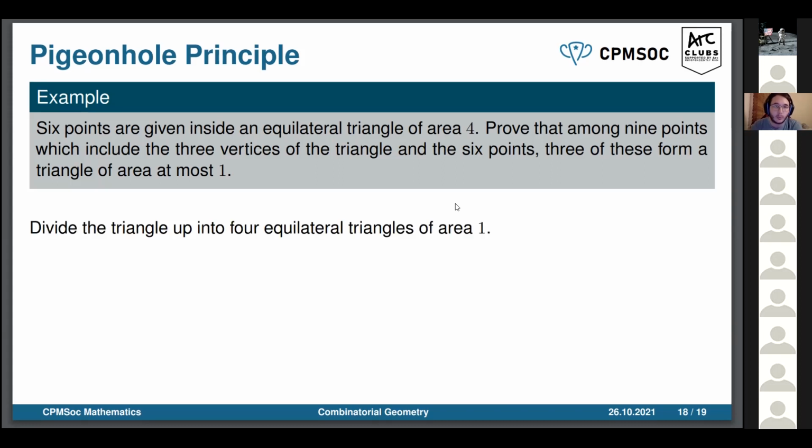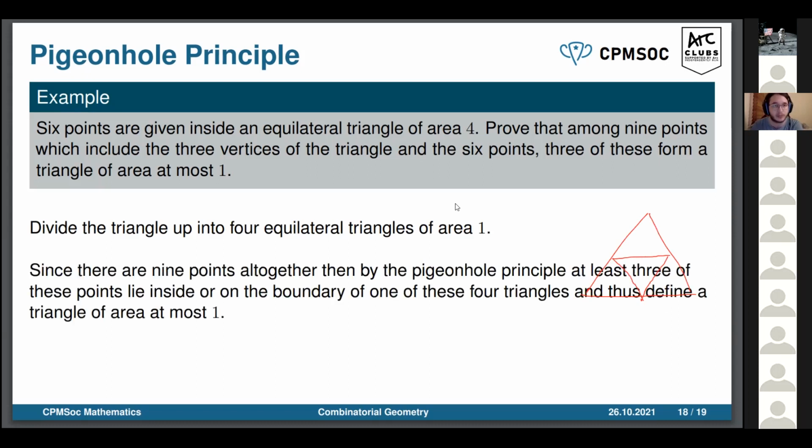So what we can do here is divide the triangle up into 4 equilateral triangles. So if we had our equilateral triangle, a very standard construction in mathematics is to break this equilateral triangle up into 4 smaller equilateral triangles. And because they're all congruent, we know that they all have the same area, which is 1, right? And then we can apply our pigeonhole principle.